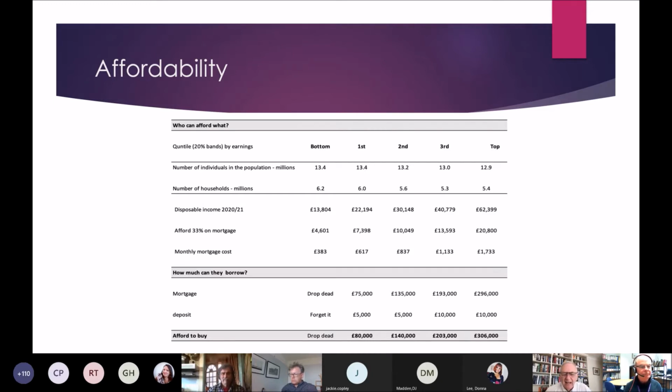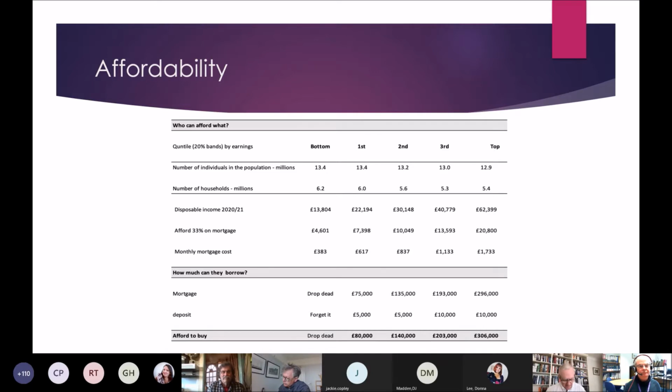The next fifth, I'm having to squint at it myself now. The next fifth, the 13 million who live in 6 million houses with a disposable income of 22,000 a year. Sorry, the other lot were 13,800. They can just about afford a mortgage of 80,000, which is where they scrape into buying 25% of a flat somewhere. And mortgage outgoings of 600 to 700, 800 quid a week.